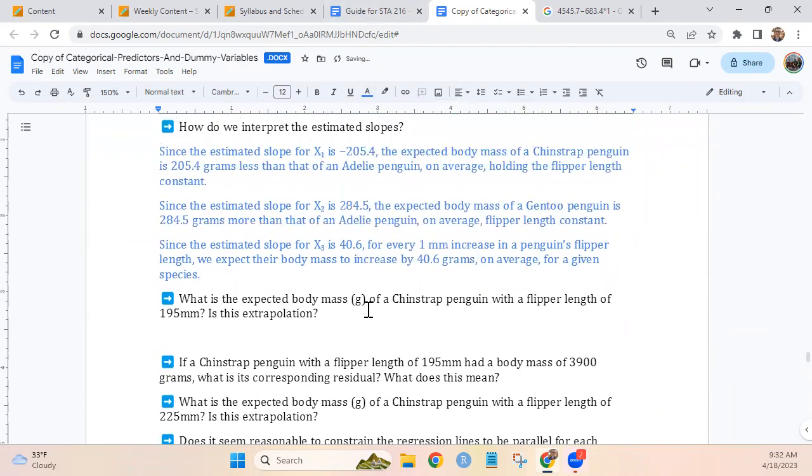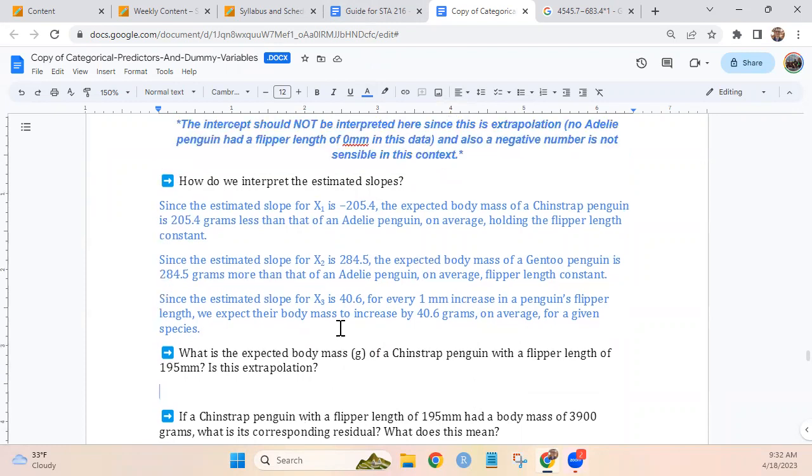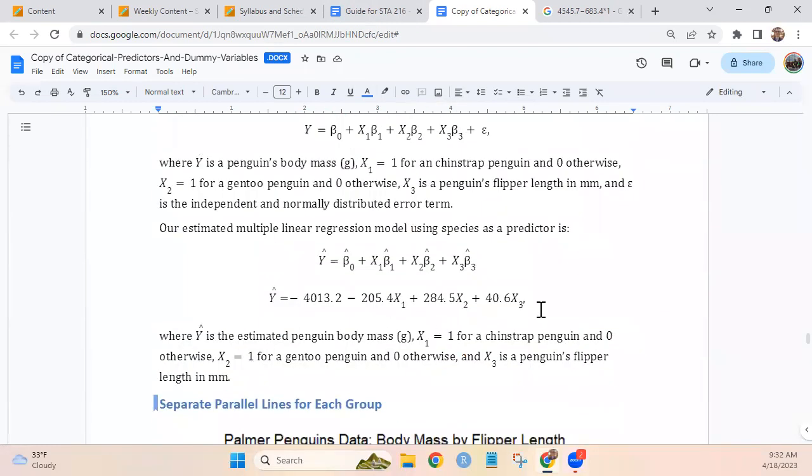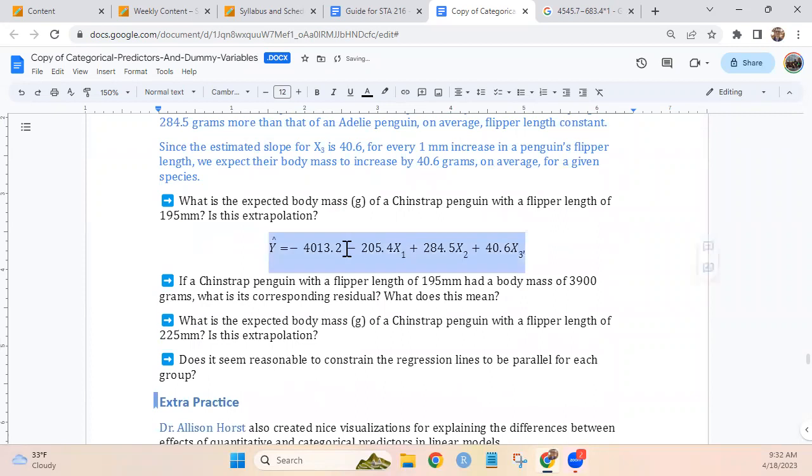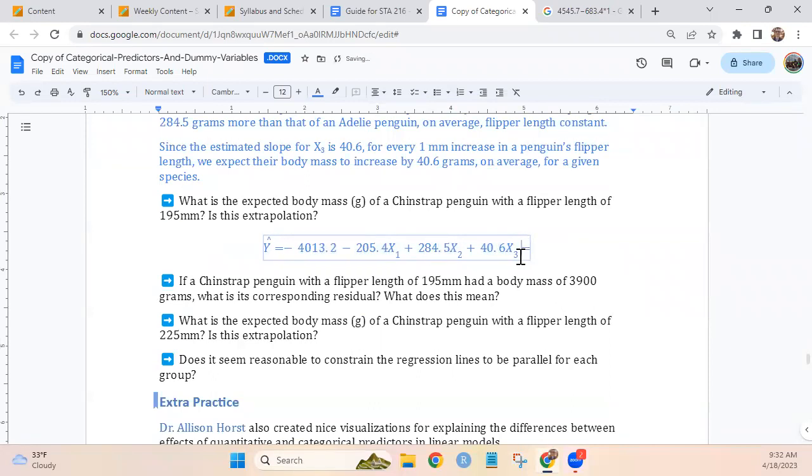All right. So then let's practice getting some predicted values. What is the expected body mass of a chin strap penguin with a flipper length of 195? Okay, so let's copy our estimated regression equation. It's always a good place to start when getting a predicted value. Let's plug in, so what we need to do is substitute in the values that we know for x1, x2, and x3 now.